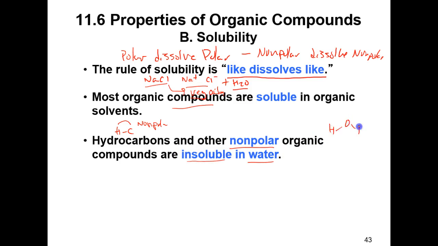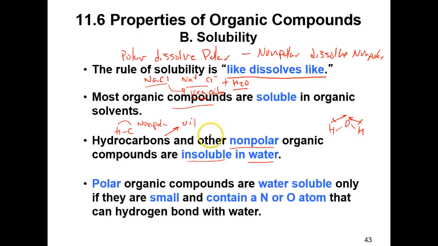Why is water polar? Because oxygen is much more electronegative than hydrogen, so you have a dipole. Okay, so that's why oil and water don't mix. Oil is hydrocarbons. Hydrocarbon is basically an oil. And everyone knows oil and water don't mix. Oil floats on top of water. That's because oil is nonpolar and water is very polar, so they don't mix with each other.